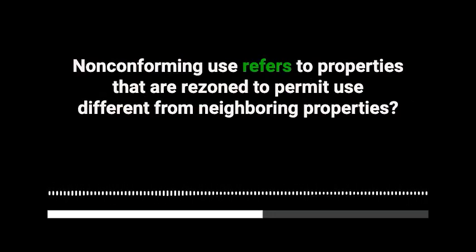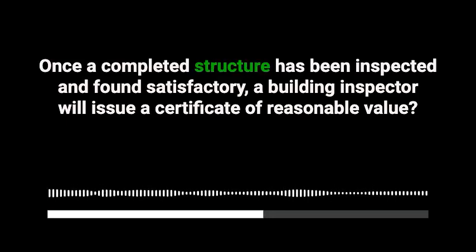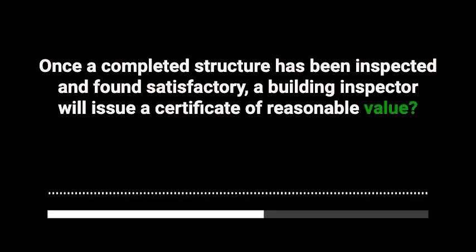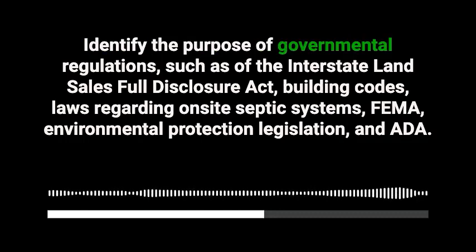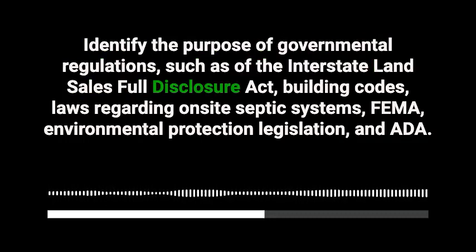Non-conforming use refers to properties that are rezoned to permit use different from neighboring properties. False. Once a completed structure has been inspected and found satisfactory, a building inspector will issue a certificate of reasonable value. False.